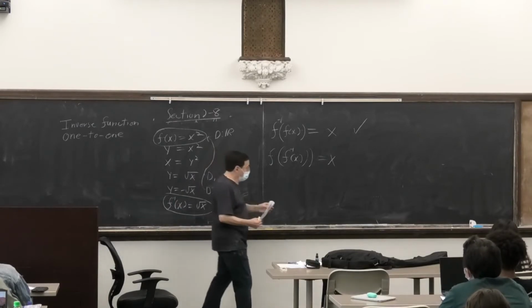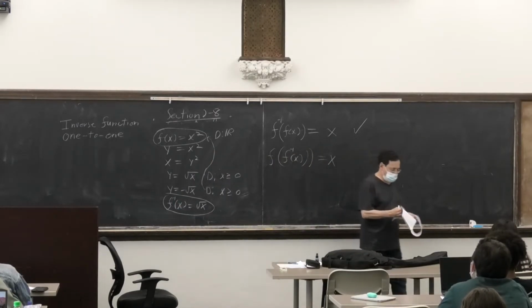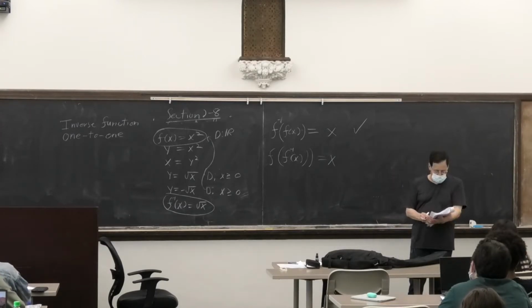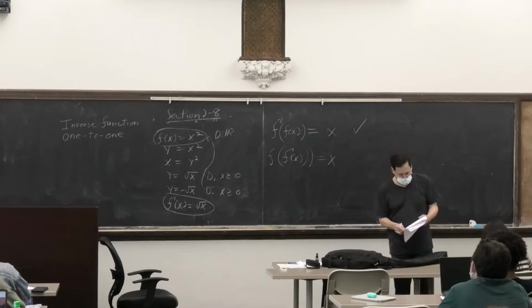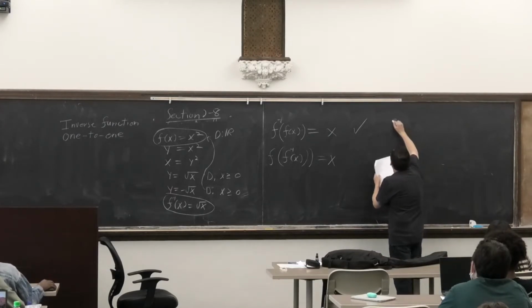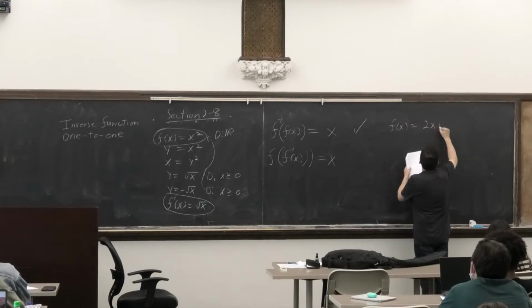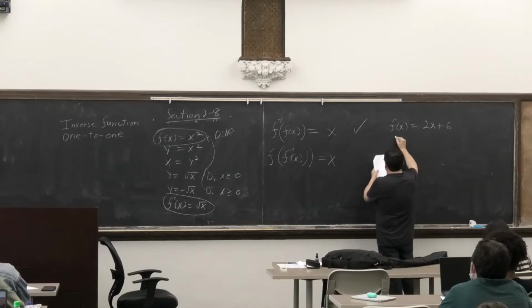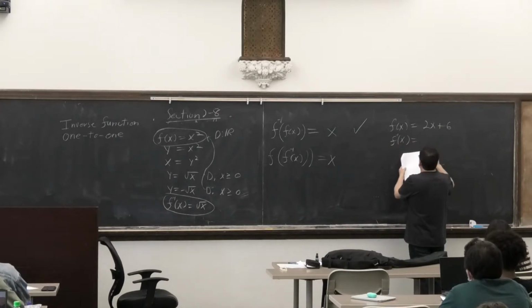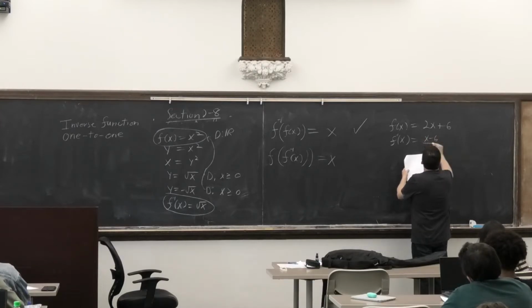Why don't I at least give an example of this? Let's take the example we used before. We had f of x equals 2x plus 6, and the inverse of x was x minus 6 over 2.